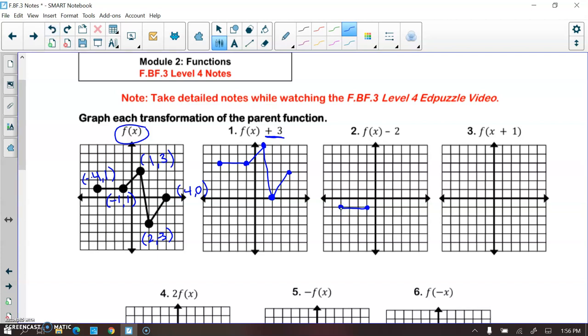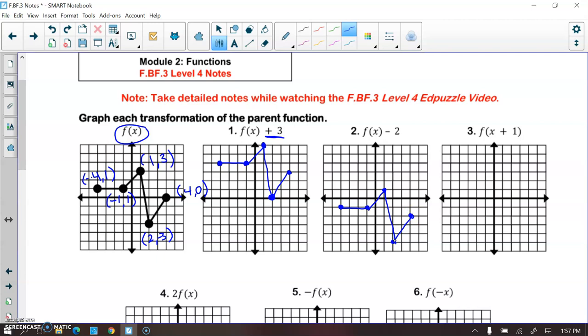1, 3, I'm going to translate that down 2 units. 2, -3, I'm going to translate that down 2 units. And then lastly, 4, 0, translating that down 2 units. This is what your whole graph looks like shifted down 2 units.